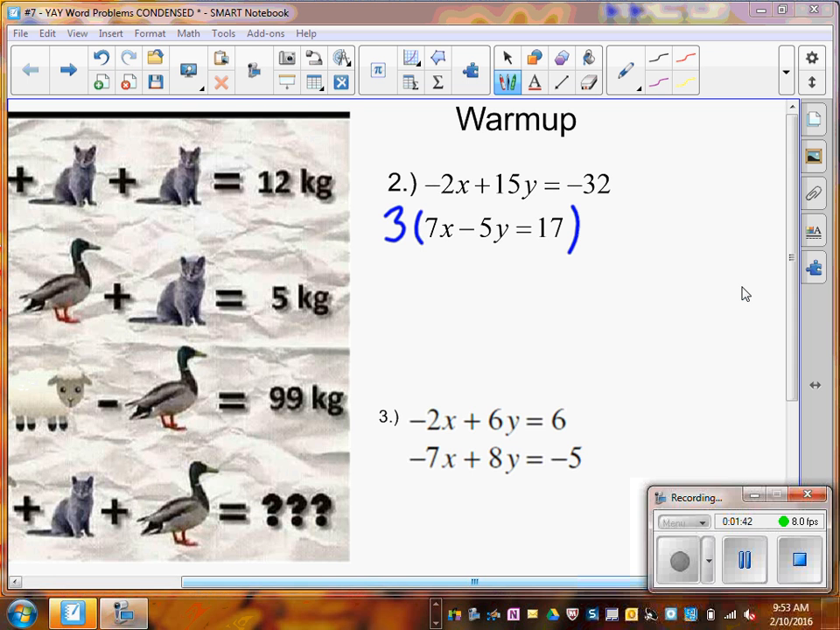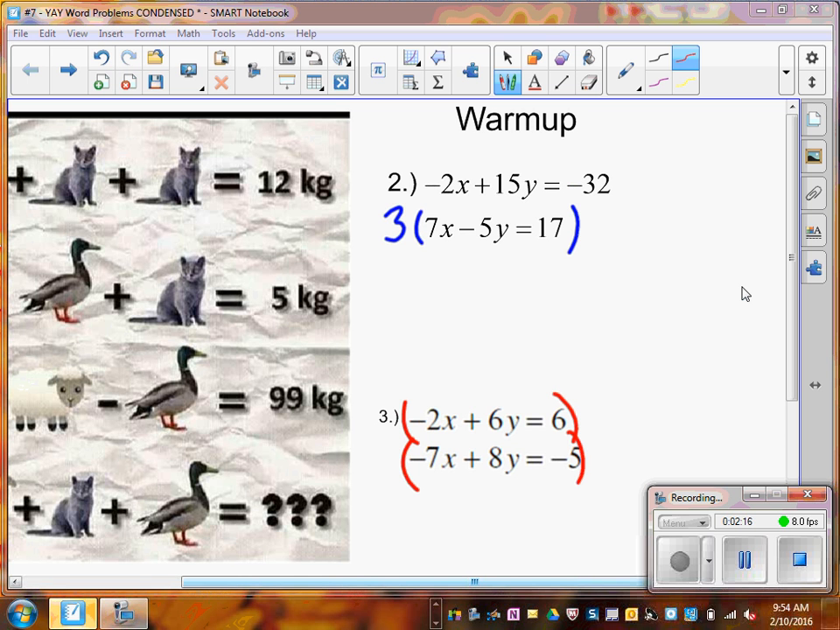So for number 2, we only had to multiply one of my equations, right? Let's take a look at number 3. Can I easily get 2 to be 7 or 7 to be 2? No. Can I easily get 6 to be 8 or 8 to be 6? No. Unless I multiply by a fraction, I can't get those to be the same. So this is an instance in which I'll need to multiply both equations by something.